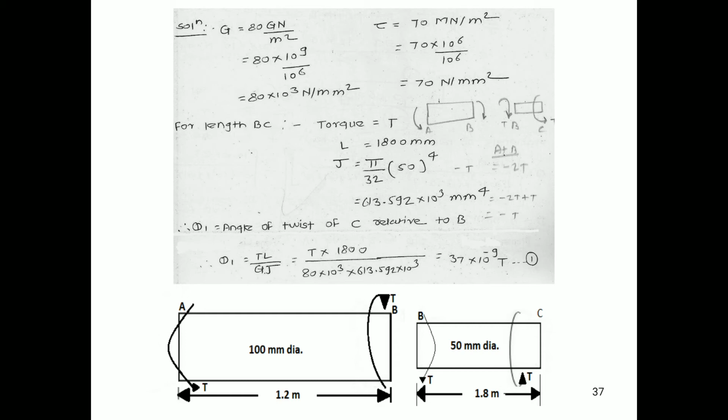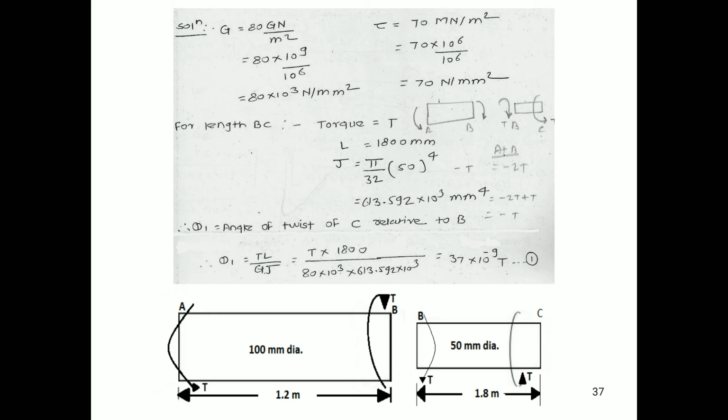So in MPa, this 80 into 10 raised to 9 will be converted into pascal, and meter square we have to convert into mm square, that is 10 raised to 6. In this manner we have converted G into MPa: 80 into 10 raised to 3 Newton per mm square.